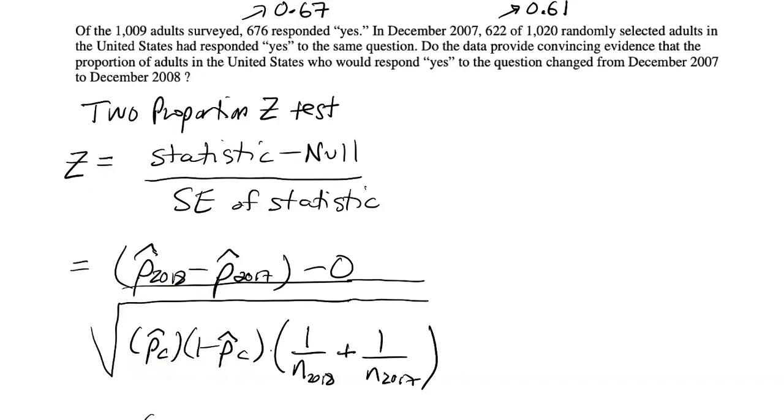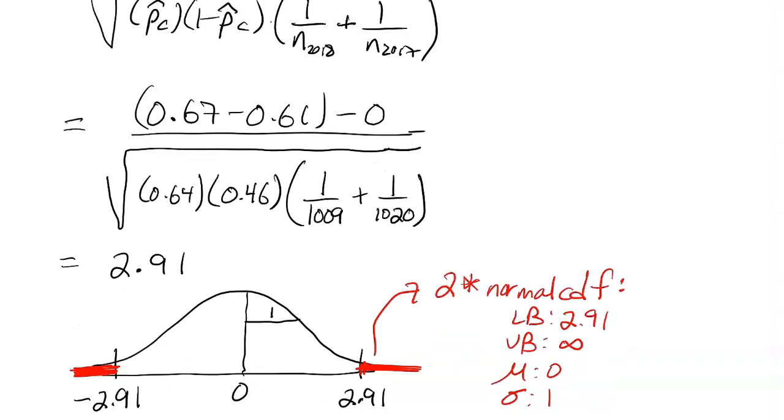Plugging the numbers in, we get this. Now I've rounded these numbers, 67 and 61, a little bit. I've also rounded these numbers to the nearest hundredth. So our test statistic of 2.91 is close enough, but it isn't entirely correct to the hundredth or whatever, but we'll see that later.